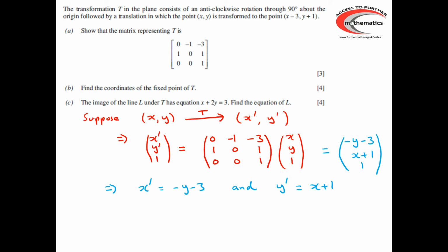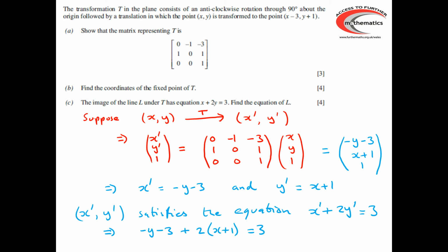But we know that the image point lies on the line x plus 2y equals 3. So in other words, we know that x dash plus 2 times y dash must equal 3. And that implies that minus y, take away 3, that's the value of x dash, plus 2 times x plus 1, that's the value of y dash, must equal 3. And if we tidy up the algebra on that, we've got 2x, take away y, must equal 4. So that must be the equation of the line L.